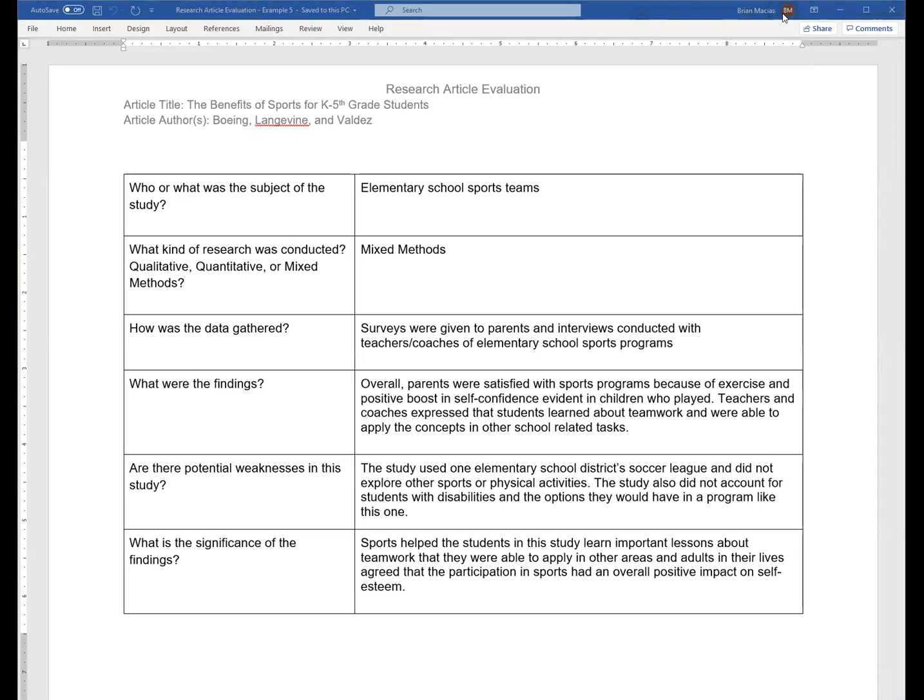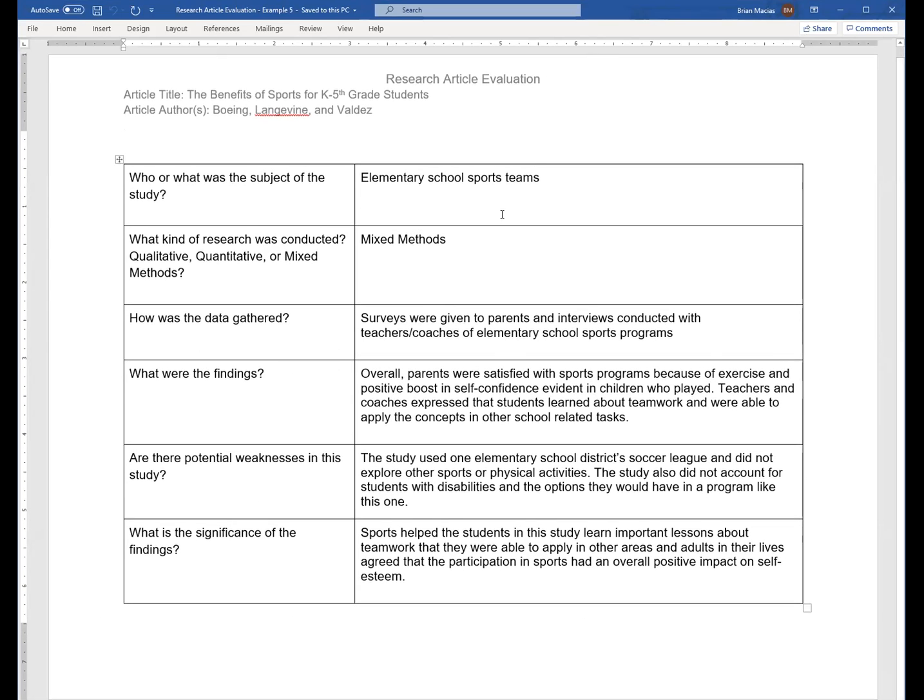Okay, so in this one, I have the benefits of sports for K through 5th grade students. This one is also about some kind of sports programs, and it looks at elementary school sports teams. Okay, so I got my findings here. This is what people figured out from this survey that they conducted with parents and teachers. So I'm going to copy and paste that, and then I'm going to go back to my outline that I'm developing.